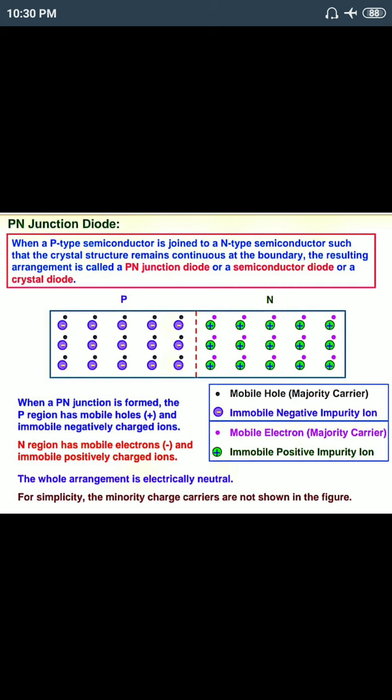Okay, so let's start with today's topic, p-n junction diode. When p-type semiconductor and n-type semiconductor are joined together, the crystal structures of the p-type and n-type semiconductor are diffused together, and one junction is formed in between the p-type semiconductor and the n-type semiconductor. That arrangement is called a p-n junction diode, as shown in the figure.